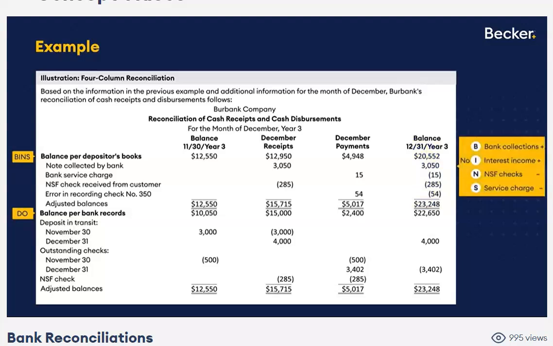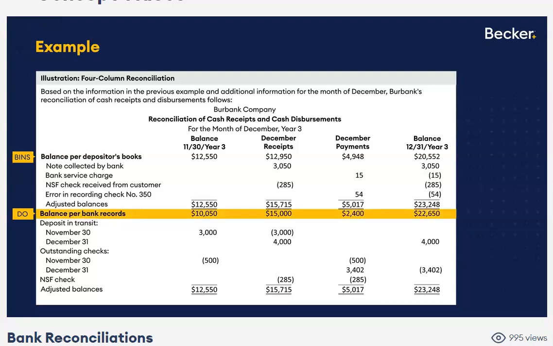Your final column all the way to the right is basically your simple bank reconciliation all over again. So we start with the unadjusted book balance, and then we make our adjustments, the bins. So I'm going to add any bank collections. I had that, 3,050. I have no interest income to add, so I skip that. Do I have an NSF check? Yes, I do, 285. That's got to be deducted. And then I have the S in bins, a service charge of $15. That's got to be deducted. So the fourth column is basically your simple bank reconciliation. So the true cash balance for the end of December is that $23,248.